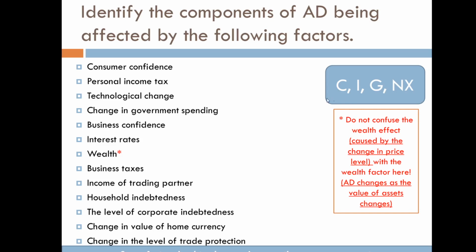Then some of the components will be changed. Okay, so here the wealth is different. Do not confuse. Before, that one is caused by the change in price level, and that's why you have a different wealth. But this one here is because your wealth is changed by something else. So some of the components will be changed.